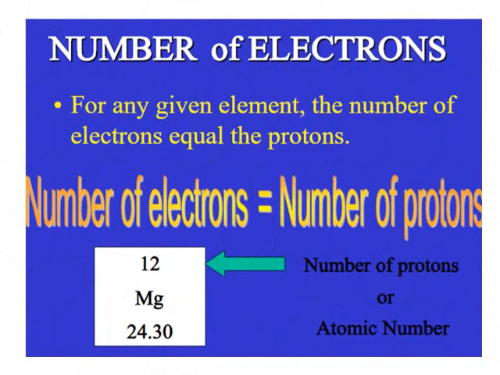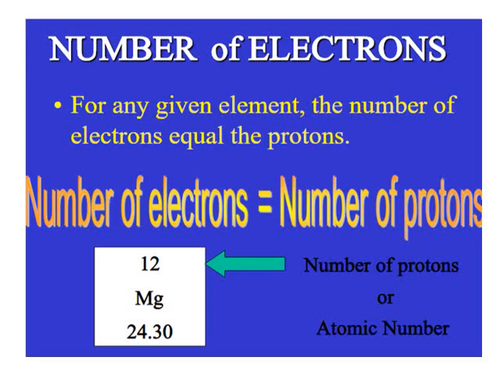This slide helps you to calculate the number of electrons. Previously we have seen the calculation of protons. Now it is the calculation of electrons. For any given element, the number of electrons is equal to the number of protons. We have seen that in a neutral atom, the number of positively charged protons will be equal to the number of negatively charged electrons. So both of them should be equal in number.